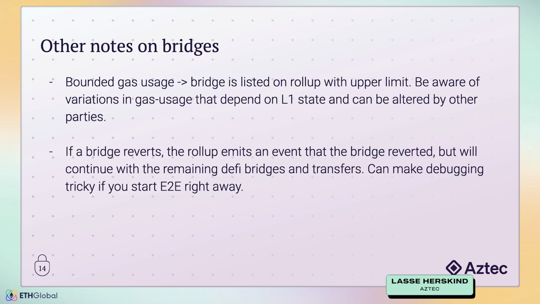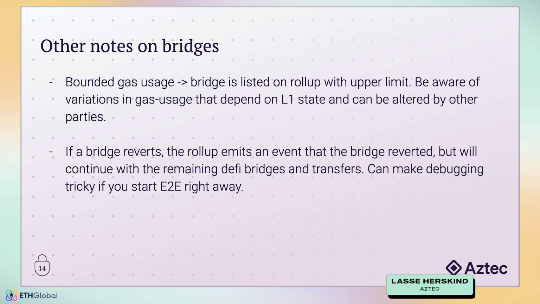Then a couple of other notes on the bridges: the gas usage on a bridge is bounded. A bridge will be listed on the rollup with an upper limit on how much gas it can spend. This is to ensure that the entire rollup will not fail if a bridge fails with an out of gas. But it also means that you need to be aware of variations in gas usage that depend on L1 state and can be altered by other parties. If you're not aware of this, you might end up listing the bridge with too little gas in some cases, and then sometimes it will revert, and you might need to list it again with a higher limit to actually get out of the position.